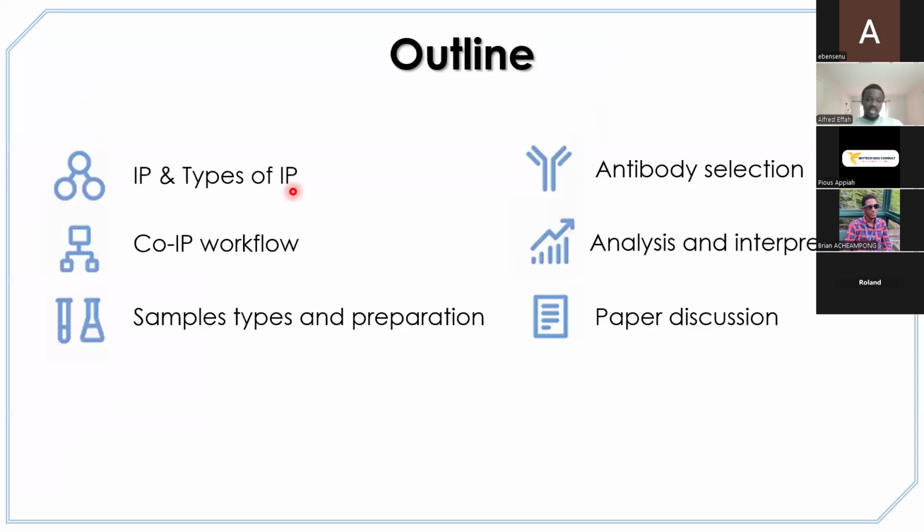I'll talk about the types, the workflow for immunoprecipitation, sample types and preparation, antibody selection, which is very important. We'll talk about how you're going to analyze the result and how to interpret your results. And we consider the paper discussion. You can jot down your questions at the end and feel free to ask me. You can also drop them in the chat if you don't want to forget about it.